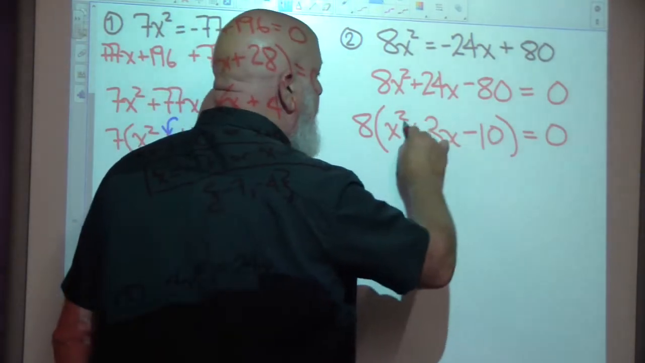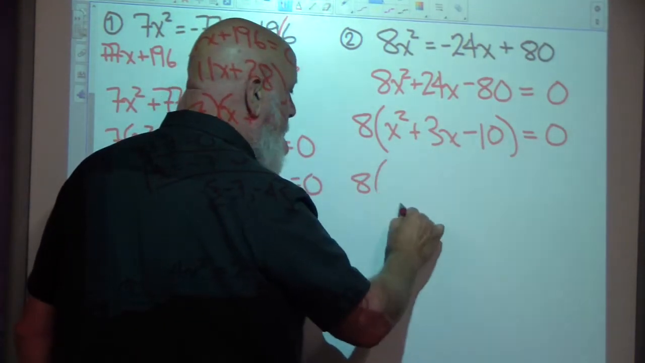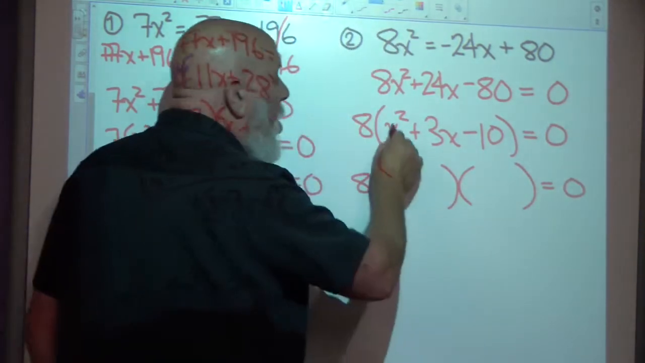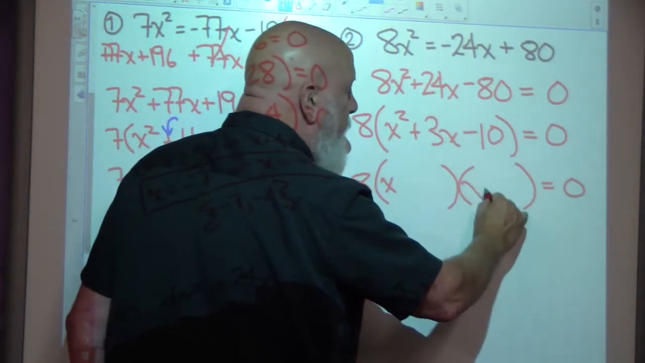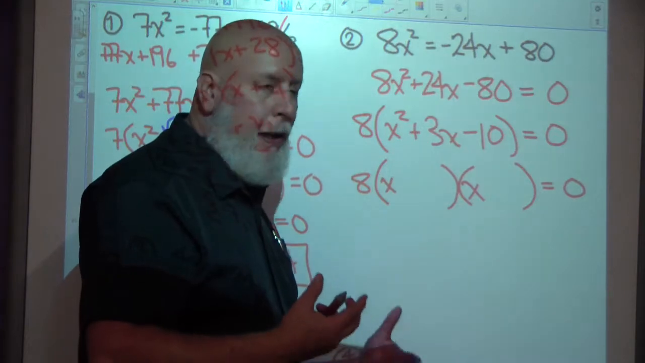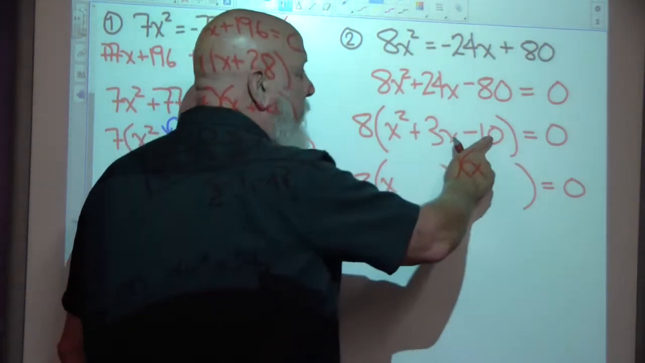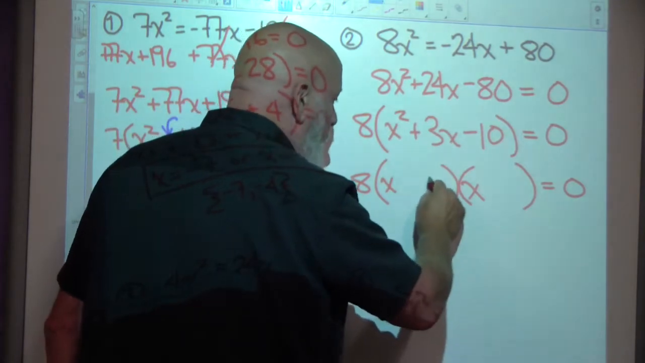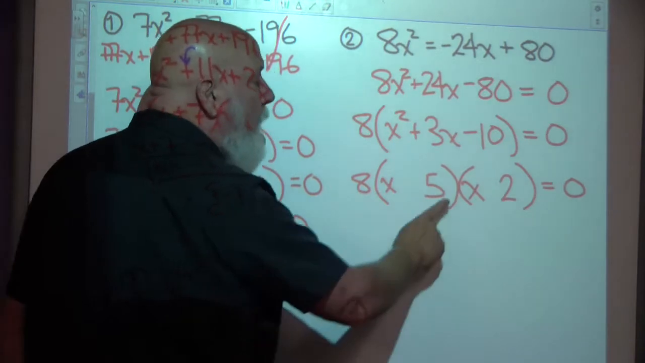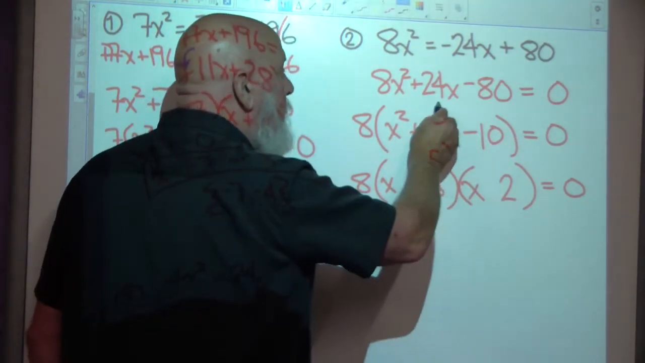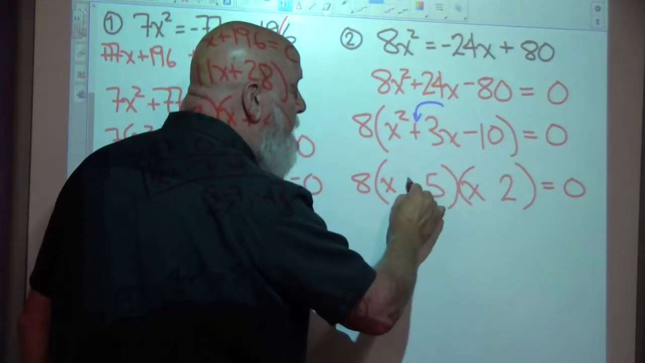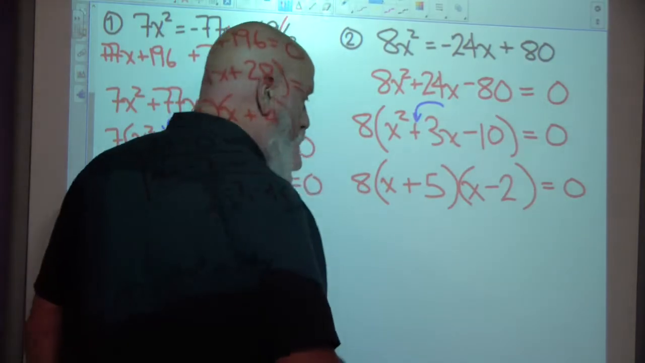Now I'm going to try to factor this. The 8 doesn't go away, although I don't particularly need it, but it is a factor. I take the square root of that one, put it here and here. Factors of 10 that add up to 3. Well, that would be 5 and 2. I can get a 3 if I add or subtract the factors of 10. And one of them is 5 and the other one's a 2. It doesn't matter where I put the 5 and the 2. What matters is they have to add up to positive 3.